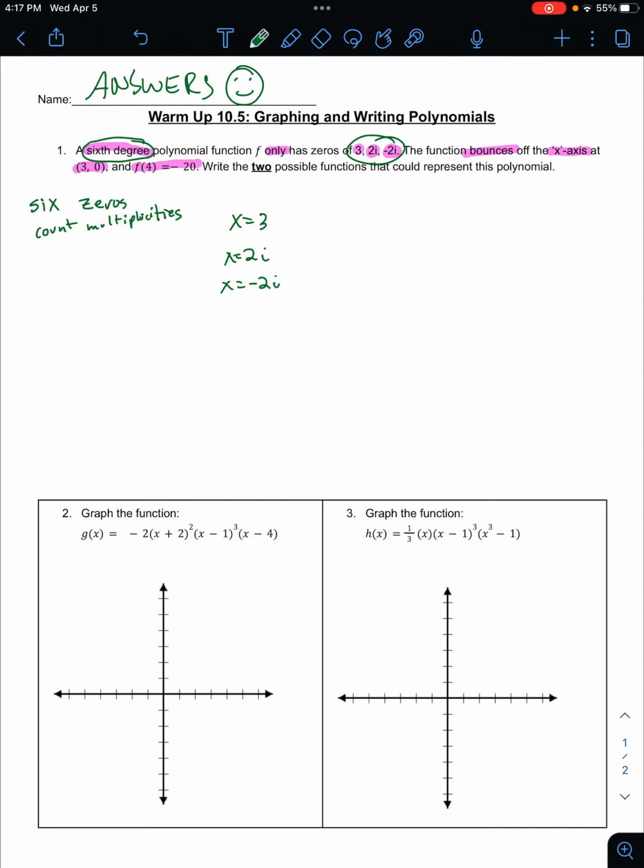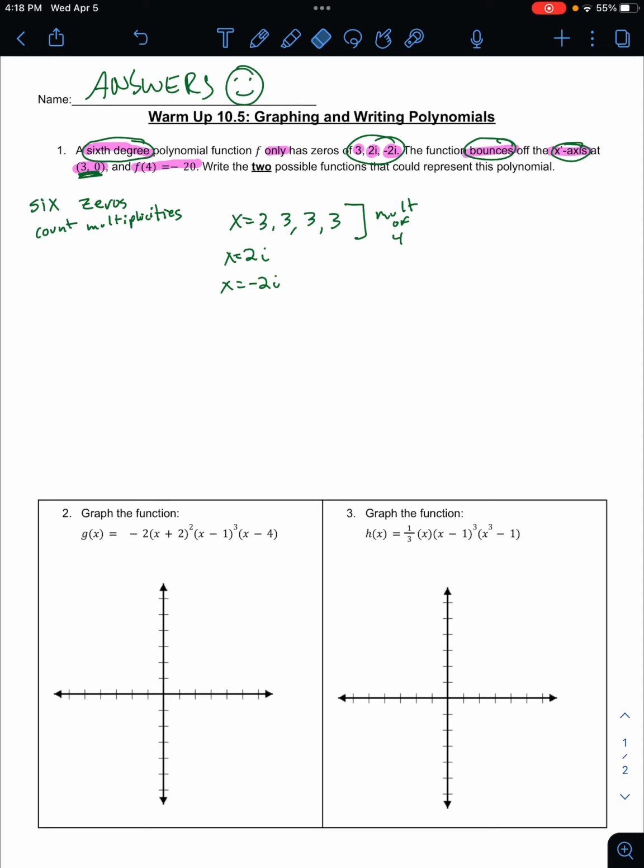So I could add a multiplicity here, and I could say, let's put another 3, another 3, another 3. And now I have 1, 2, 3, 4, 5, 6 zeros, but one of those zeros has a multiplicity of 4. That works because if I want to bounce off the x-axis at the point (3, 0), I need to have an even multiplicity of x equals 3. And if I were to graph this, or actually we don't even need to graph it, I might have some sort of function that just bounces off the point (3, 0), and we would be fine.